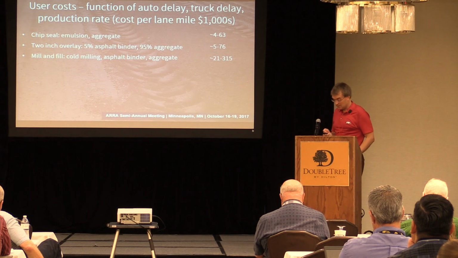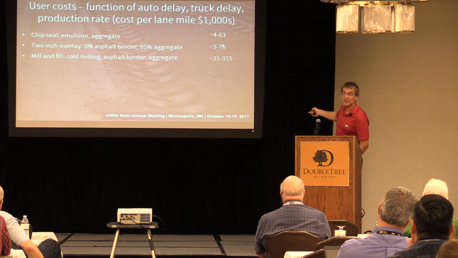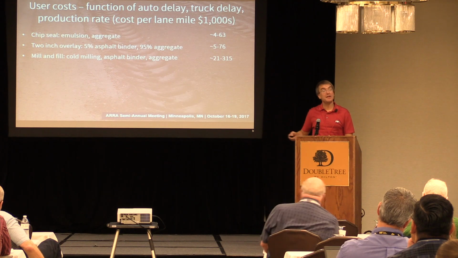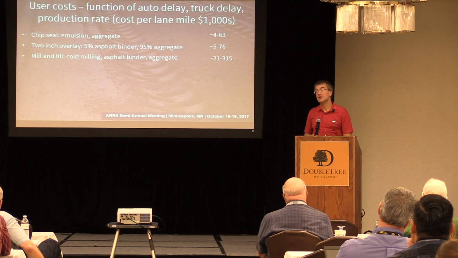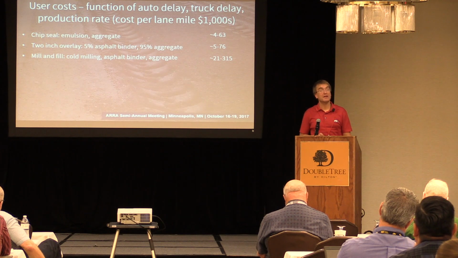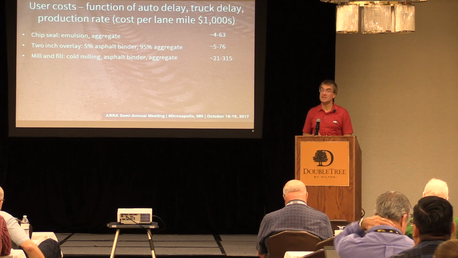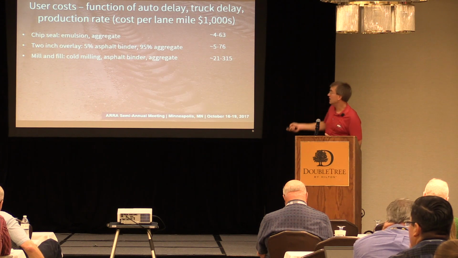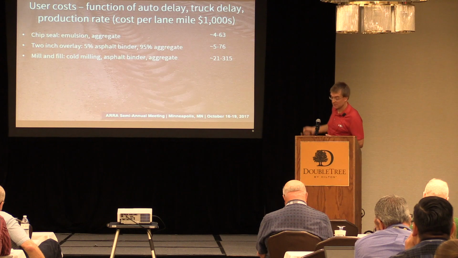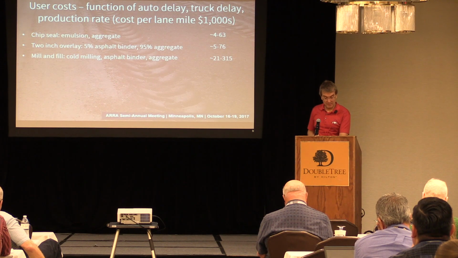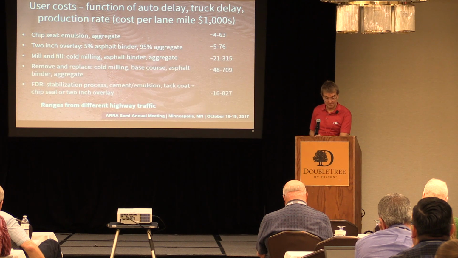And you can see here, this range, $4,000 to $63,000, that's a huge range of user costs, and that is dependent on how much traffic you have. So the lowest traffic, Arkansas 98, had about, off the top of my head, I think it had 400 ADT, and Arkansas 5 had about 4,000 ADT. So the more traffic you have, the more people that will be delayed. The more people that are delayed, you have your higher user costs here. For the 2-inch overlay, it's 5 to 76, and the mill and fill is 21 to 310.